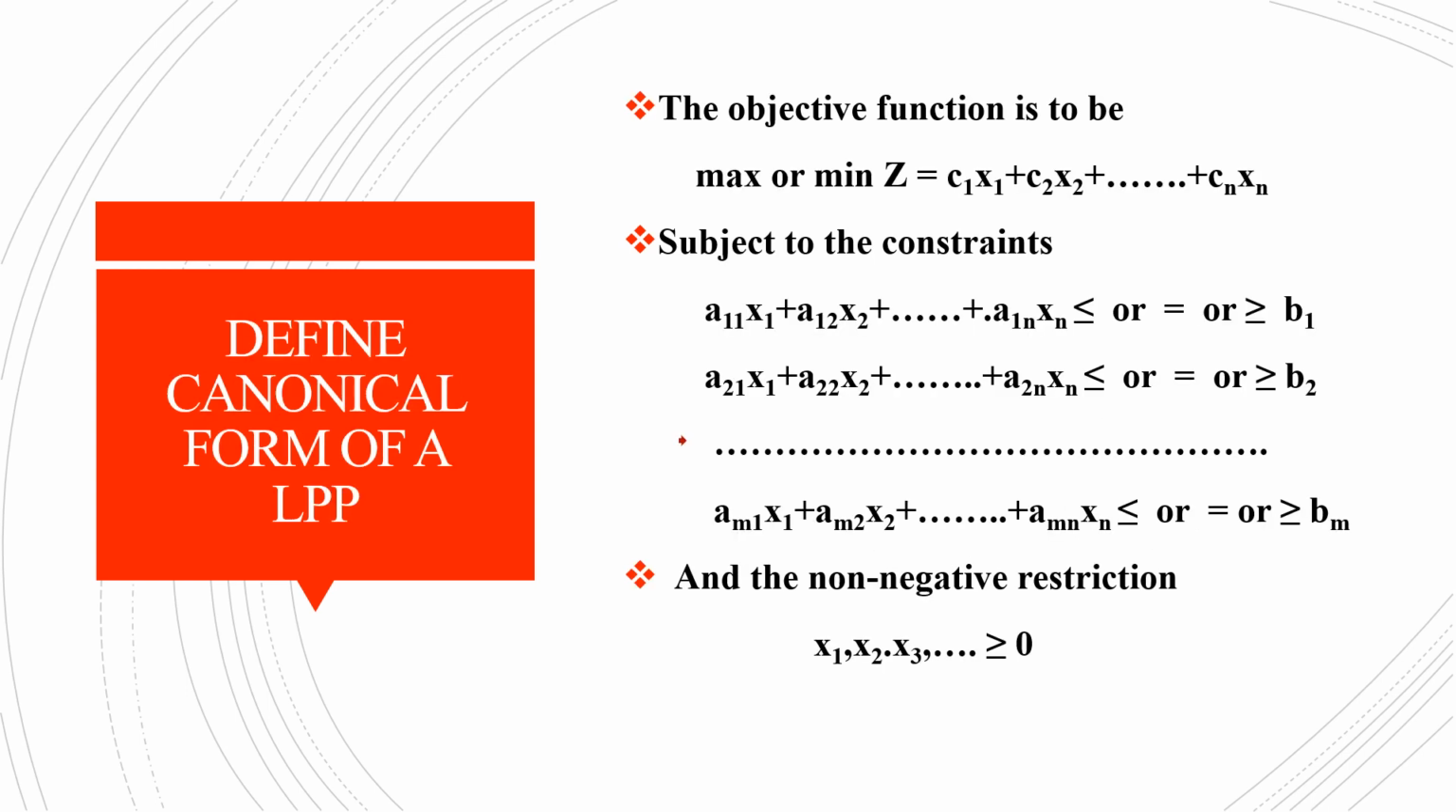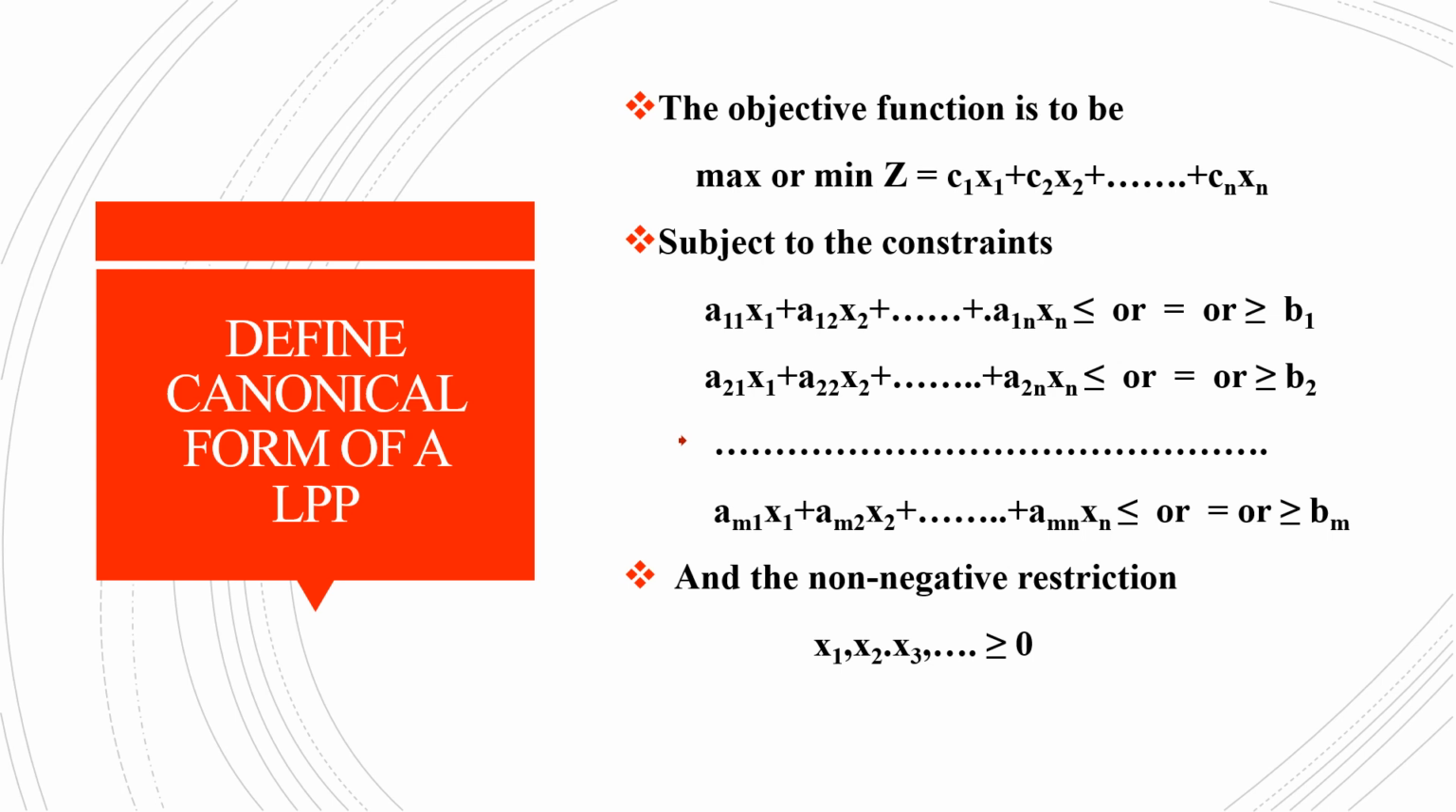Next, we are going to see the canonical form of an LPP model. The objective function is to maximize or minimize z equal to c1 x1 plus c2 x2 plus up to cn xn, which means linear programming involving more than two variables. The linear function z equal to c1 x1 plus c2 x2 plus up to cn xn, which is to be maximized or minimized, is called the objective function.